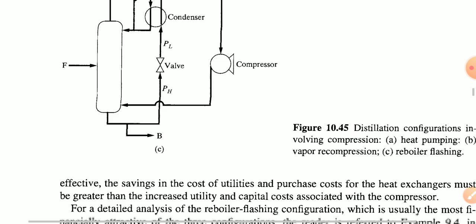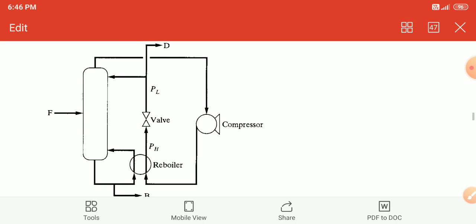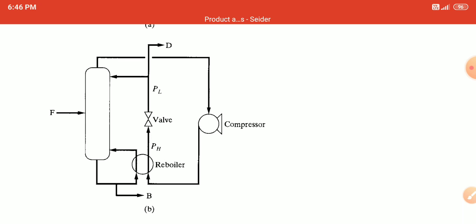Okay, this is a simple figure for effective savings. The savings in the cost of utilities and the purchase cost for the heat exchanger must be greater than the increased utility and capital cost associated with the compressors. For detailed analysis, the reboiler flashing configuration is usually the most financially attractive. Okay, now draw the second flow diagram in your notebook.